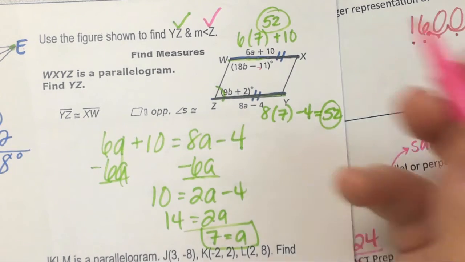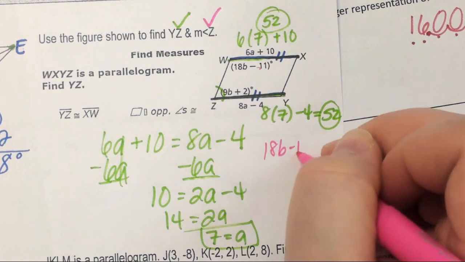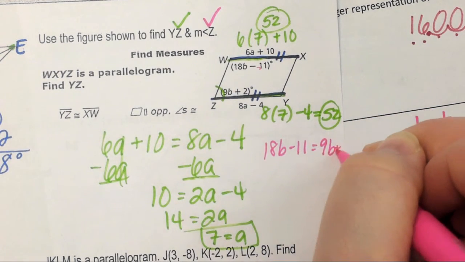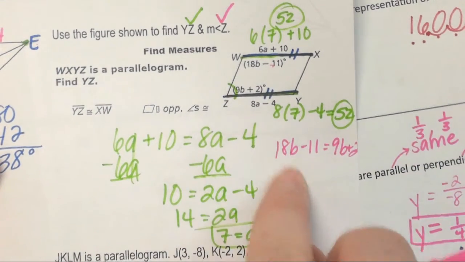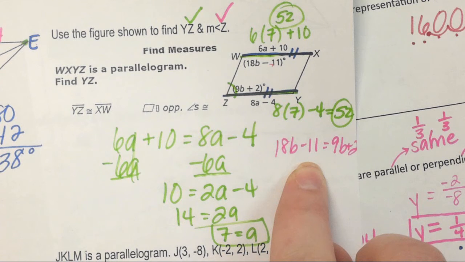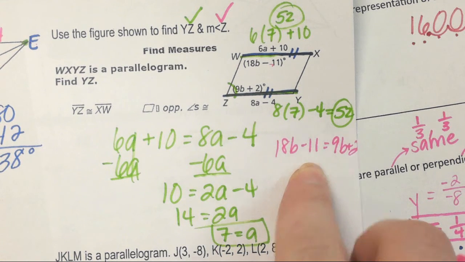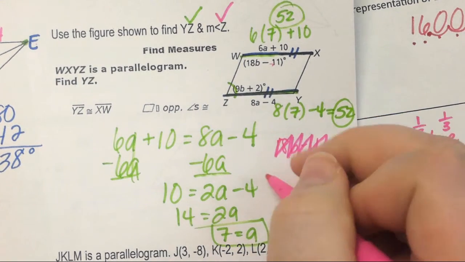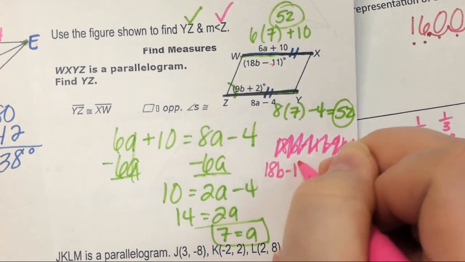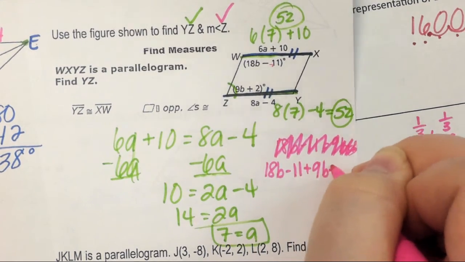Can I do this? Why? You add them and set them equal to 180. Thank you, Harrison, who wasn't even here yesterday. Thank you, Harrison. 18B minus 11 plus 9B plus 2 equals 180.